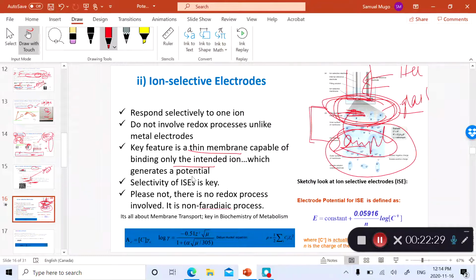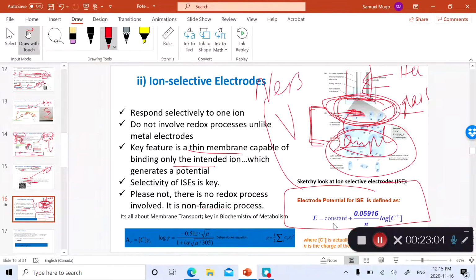They create a charge separation, and anytime you get a charge separation, a voltage is generated. And so that is the basis of ion selective electrodes, where you make a membrane that is selective to the analyte of interest. And so this one is called the non-Faradaic process.